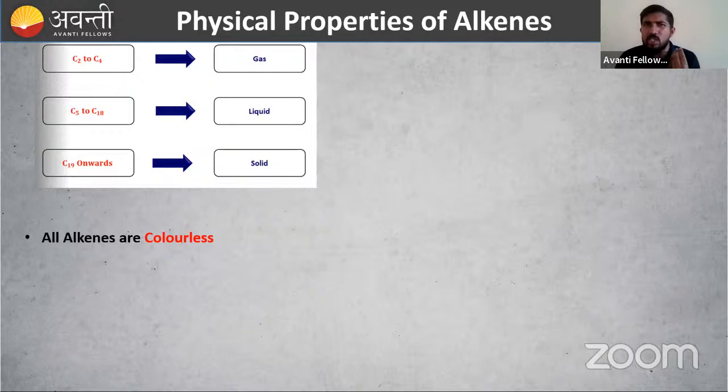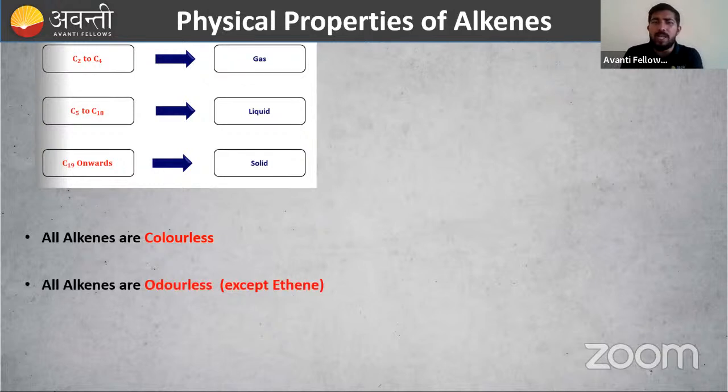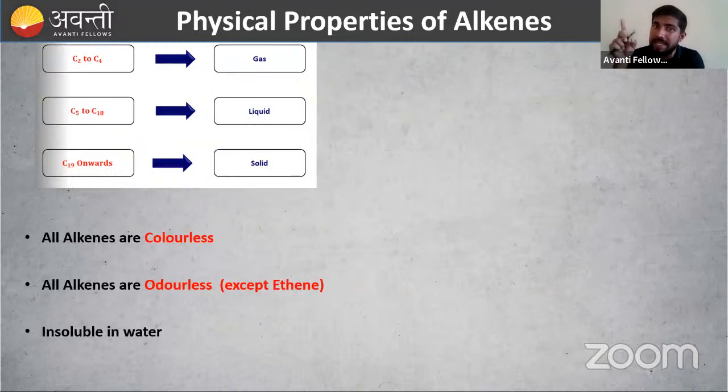One more point: generally, alkenes are colorless. They are generally odorless. There is no smell except ethene. Ethene has some smell. Then they are insoluble in water. We have studied these properties in alkanes. Almost the same, though there are some differences also.